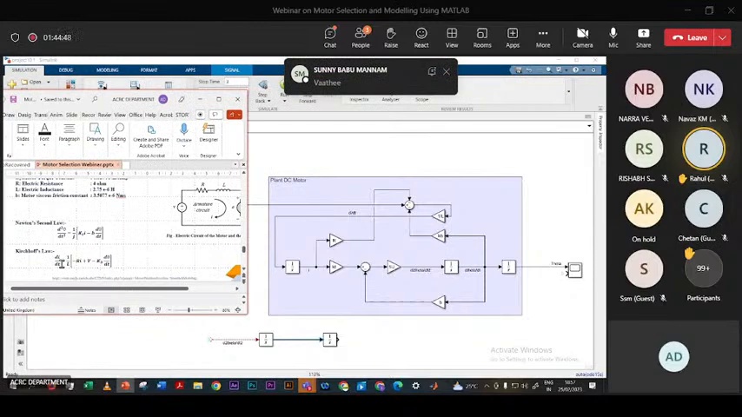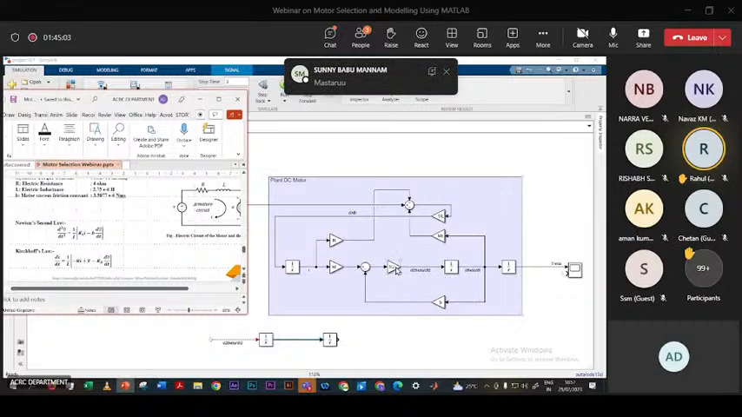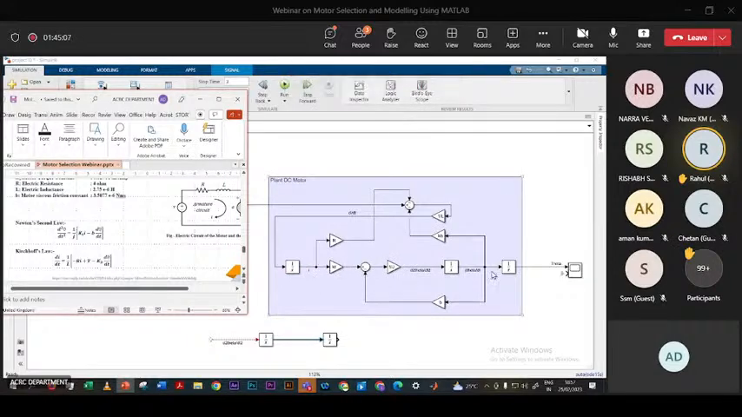So di by dt, and here the overall multiplication is by j. d square theta by dt square is equal to 1 by j into the summation of this one, kt into I, and here the b into d theta by dt. So this is how I modeled this equation, then I proceed to the next equation.